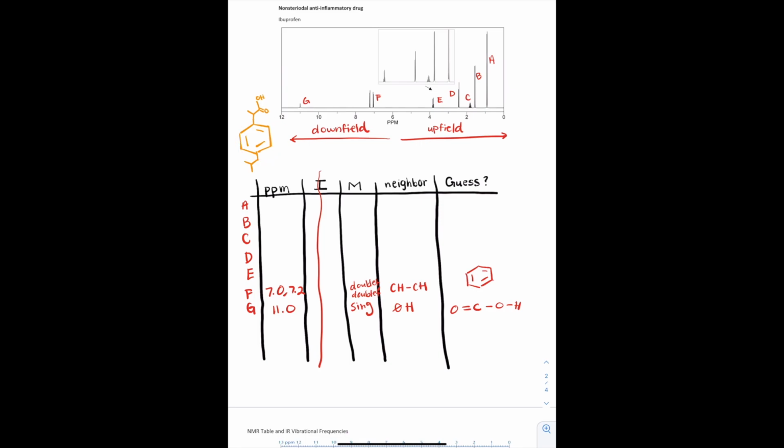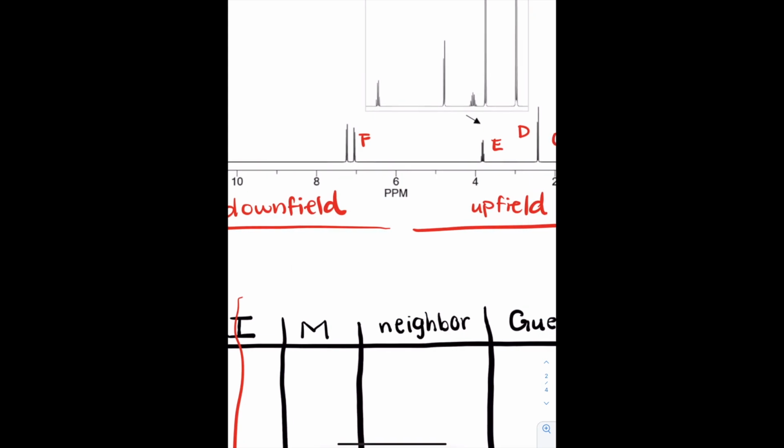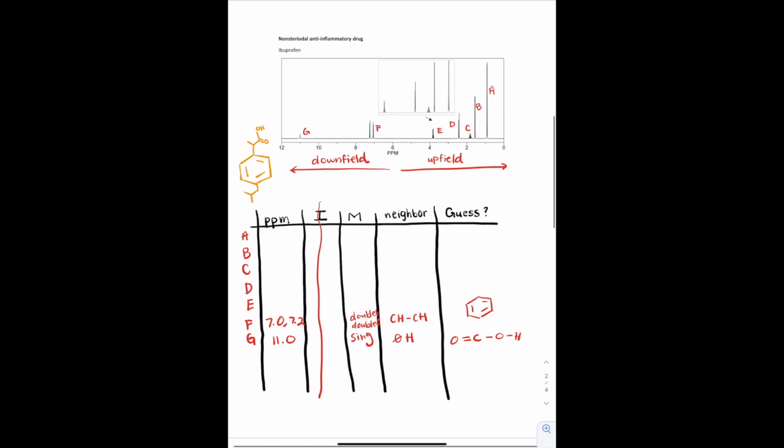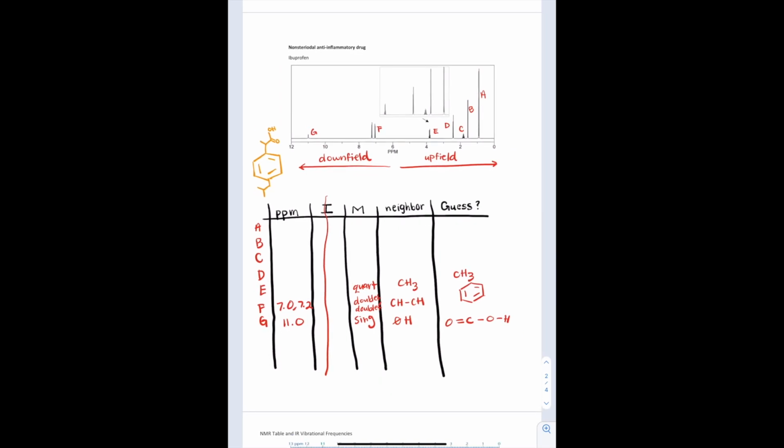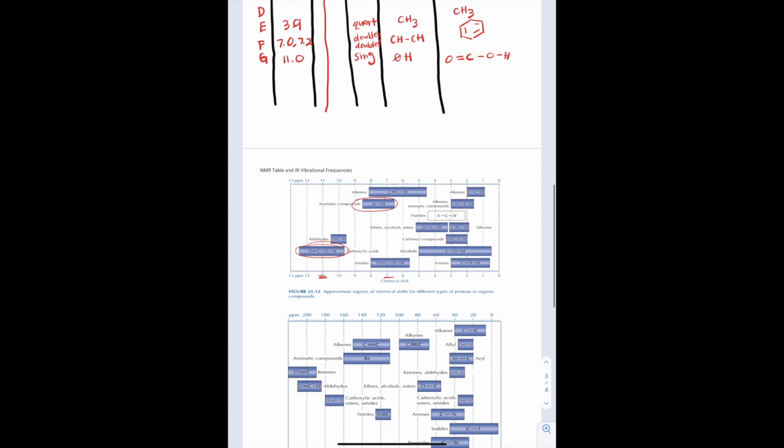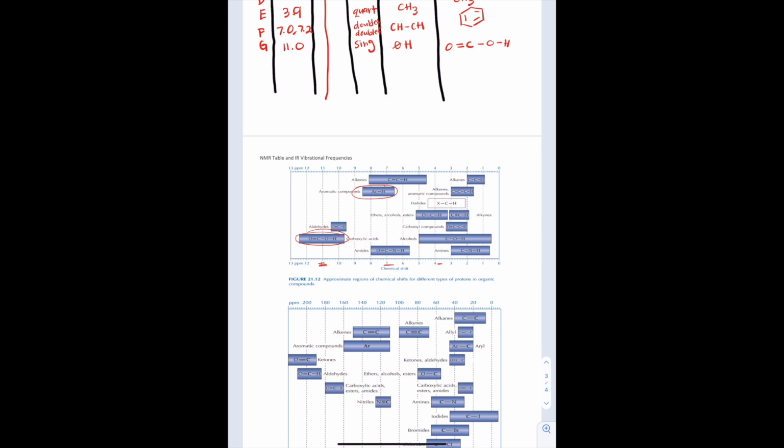Okay, so we're going to go to E now, and they did this little zoomed in thing here so you can kind of see. So you can see that there are going to be 4 signals, so that'll be a quartet, or 4 peaks in the signal. I'm going to go ahead and say that the guess is going to be something with a CH3 in it, because the neighbor is typically the integration subtracted from 1. So here we've got a CH3, and that is around 4 ppm almost. So I'm going to say 3.9, and we're going to come on down here and look at almost around 4.